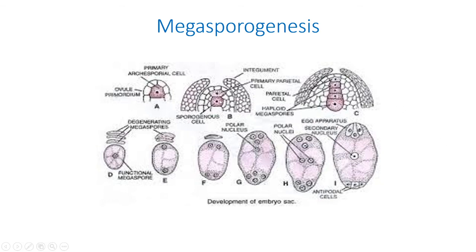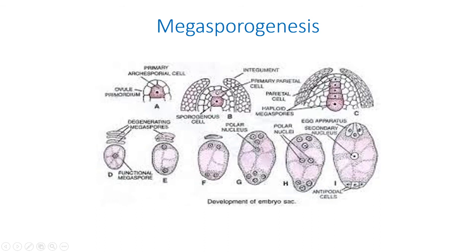Okay, can we have a small refresher for 5 minutes? Shall we again see what we have learned till now? So this is the archesporial cell which is formed in the nucellus. This cell acts as an archesporium, and it undergoes a periclinal division, resulting in the formation of a parietal cell and a megaspore mother cell.